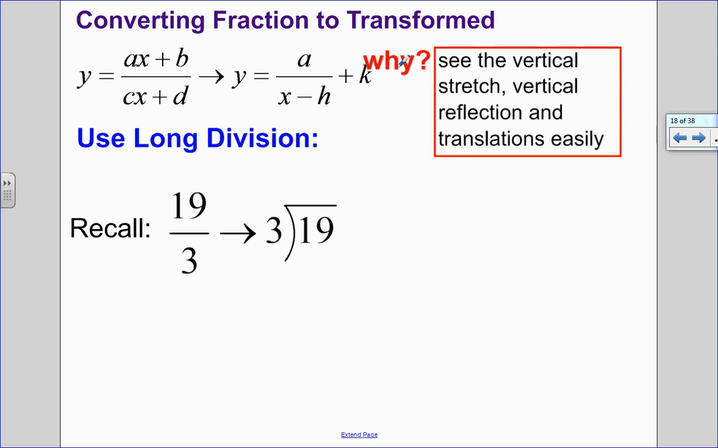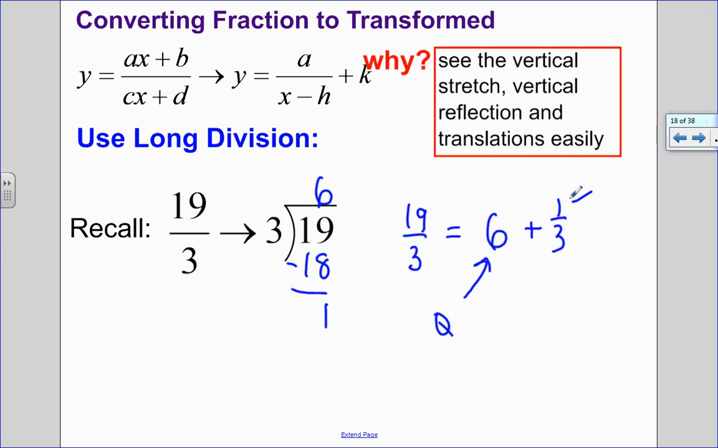Just as a quick review with numbers, how we do long division: I do 19 divided by 3, which is 6 whole groups. 6 times 3 is 18. Subtract, it's 1, and that's my remainder. So 19 over 3 is 6 wholes and 1 out of 3 left over. This here is my quotient, this is my remainder, this is my divisor.